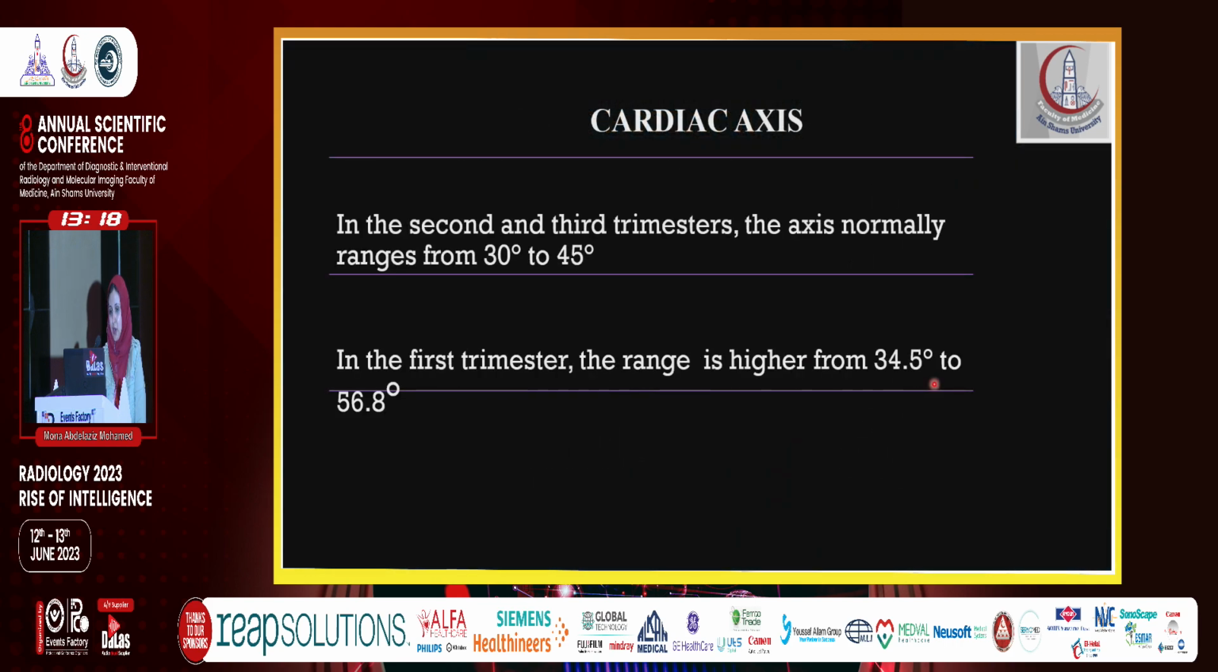And then we determine the cardiac axis. The normal cardiac axis in the second and third trimester normally ranges from 30 to 45 degrees, and in the first trimester it is a bit higher, from 34.5 to 56.8 degrees.